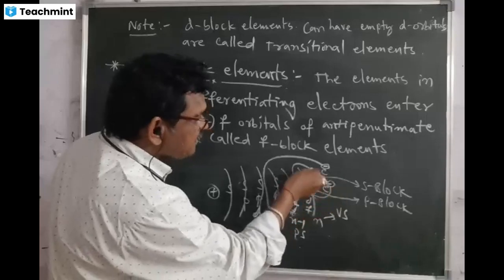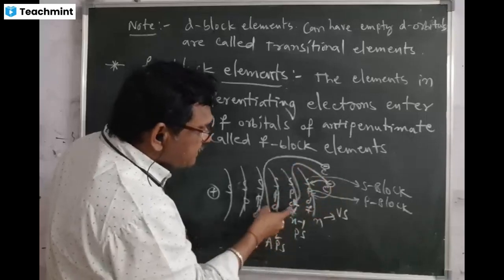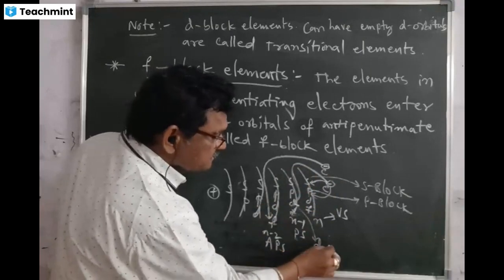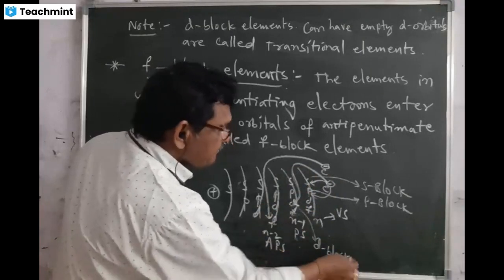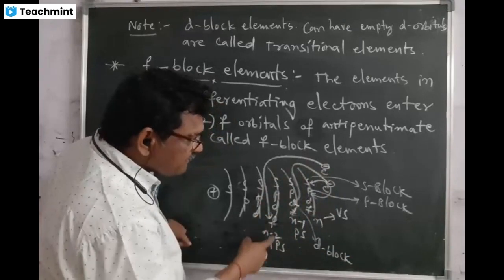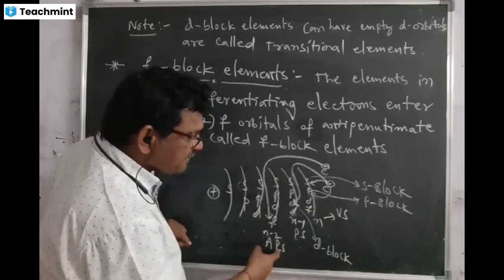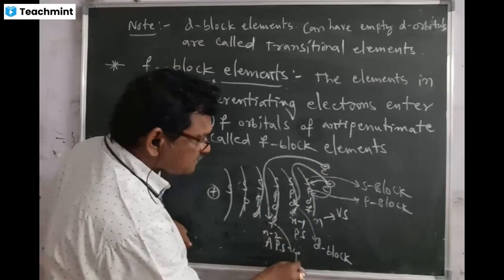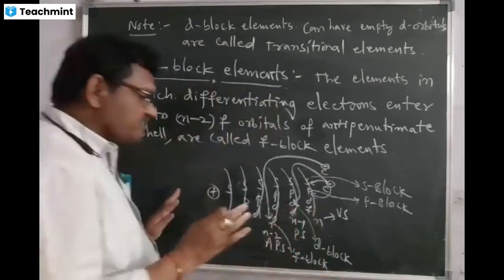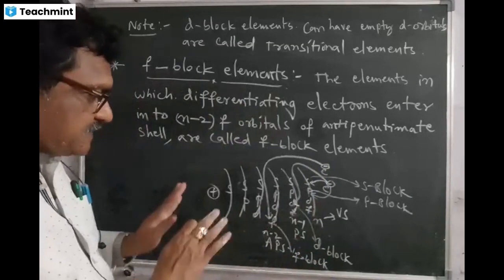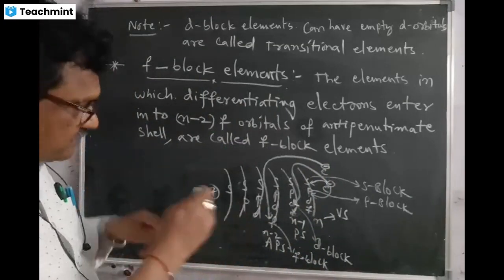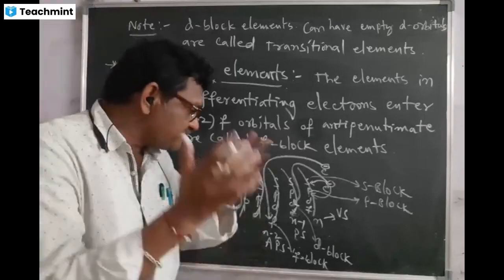Then if an electron enters into d orbital of n minus 1 cell, the penultimate cell, this is called D block. If an electron enters into f orbital of n minus 2, that means the anti-penultimate cell, this is called F block. Try to remember this difference. It is a technical difference and somewhat tough to remember, so practice a number of times and you get perfection.